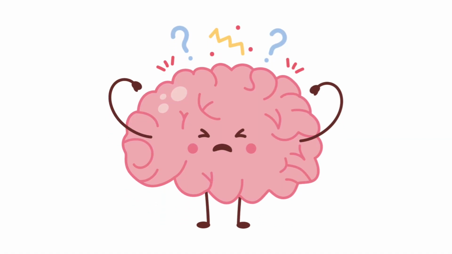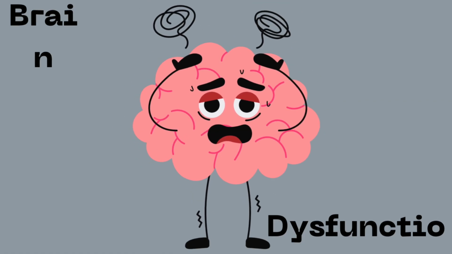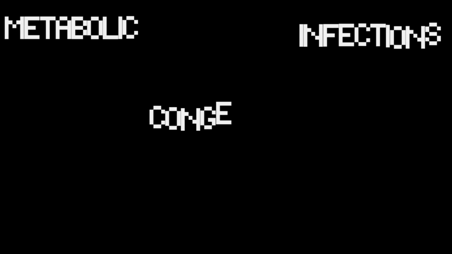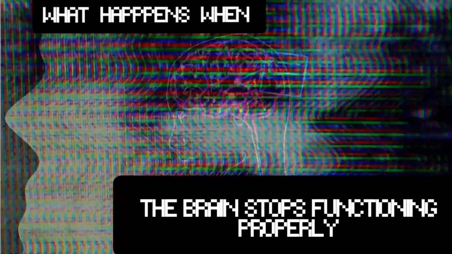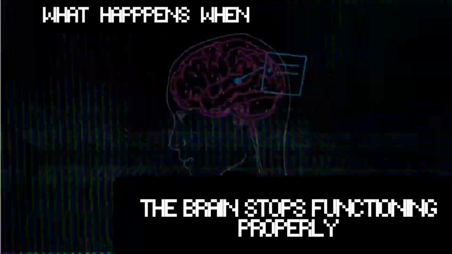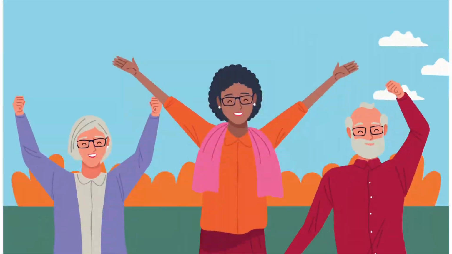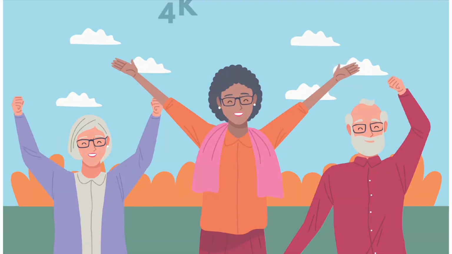Encephalopathy is a broad term that refers to brain dysfunction. It's not one single disease, but rather a condition that can result from many causes, like metabolic issues, infections, toxins, trauma, or even vitamin deficiencies. In this video, we'll explore how encephalopathy impacts daily life and how occupational therapy plays a vital role in helping people regain independence, function, and dignity.